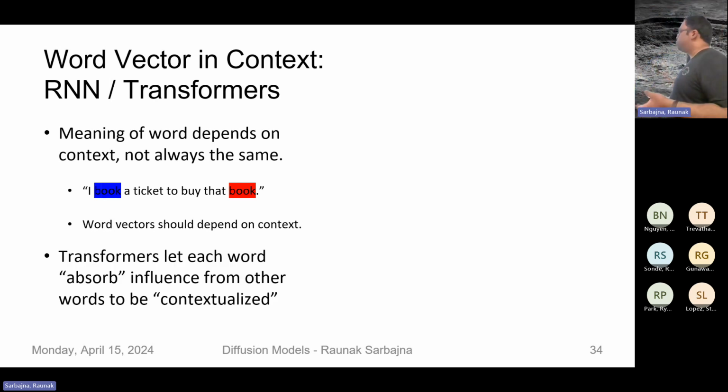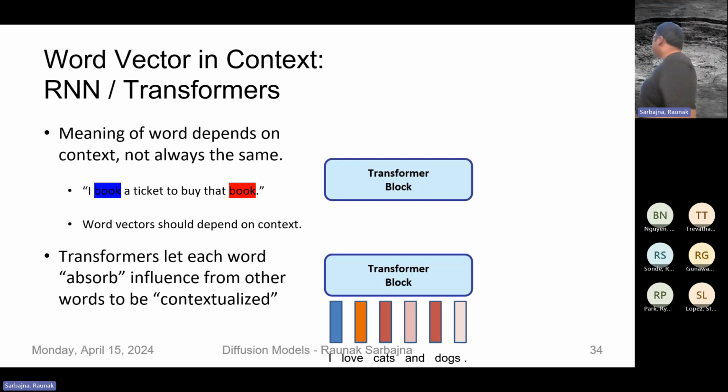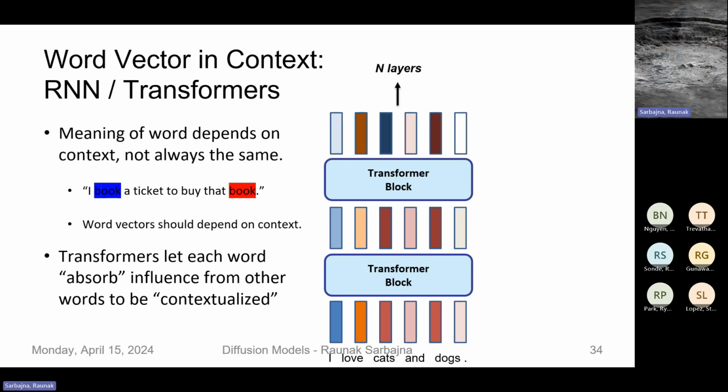So word vectors should always depend on context. And what transformers do is absorb influence from other words that are next to or close to a word in some semantic space to contextualize these words. So this is how transformers work. Initially, cats and dogs are red. It comes to a transformer block, and then colors diffuse between the words that are closest to each other, and that's how it keeps working. It keeps doing this over and over again, so every word knows what its meaning is in context to the other words around it.